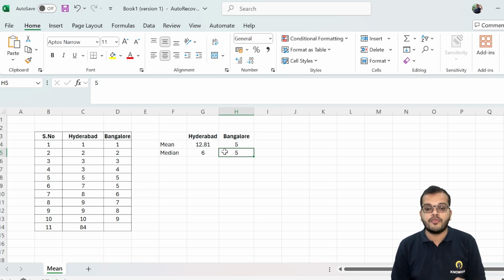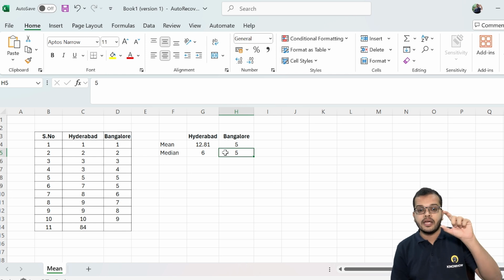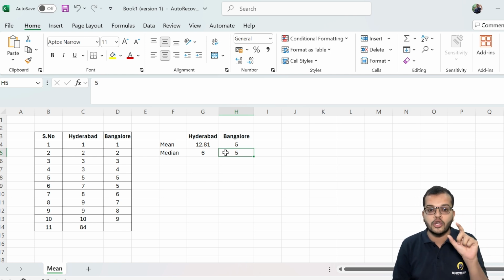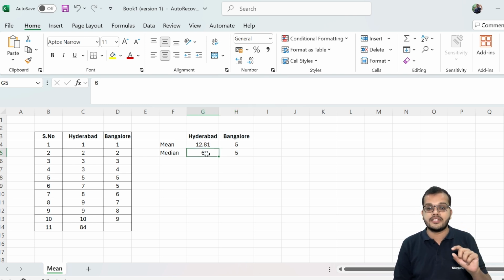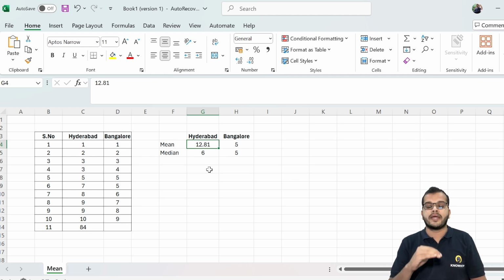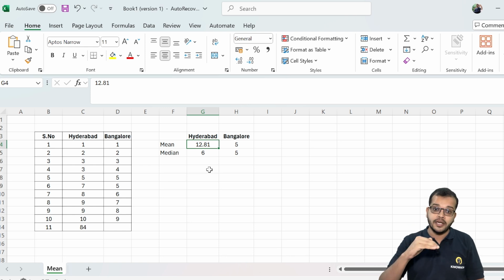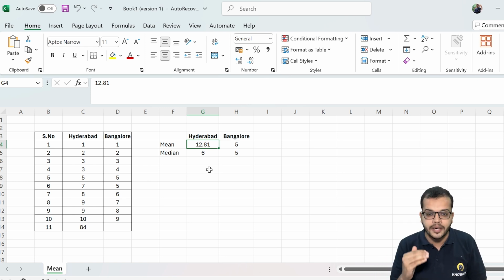What we have to see is that the mean and the median for Bangalore are the same, but the mean and the median for Hyderabad are different. The median is 6 and the mean is 12.81. So with this we can justify that, when compared to the median, the mean is a little bit higher, so we can go with the mean.